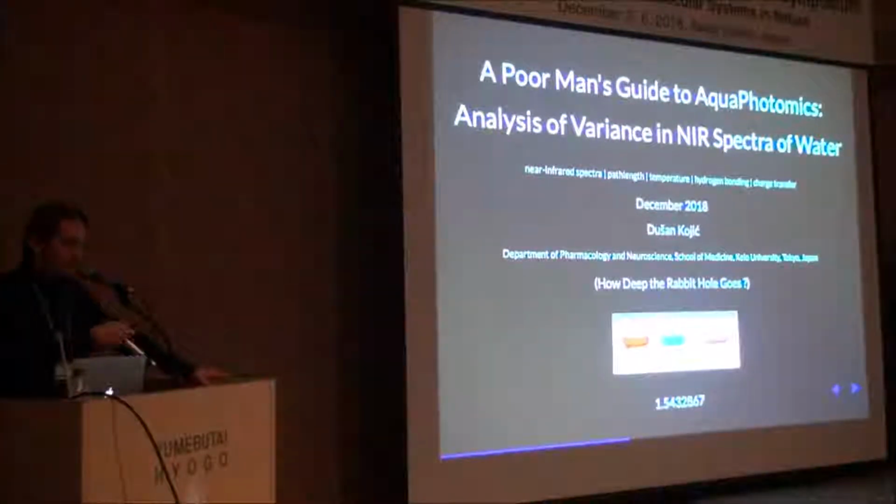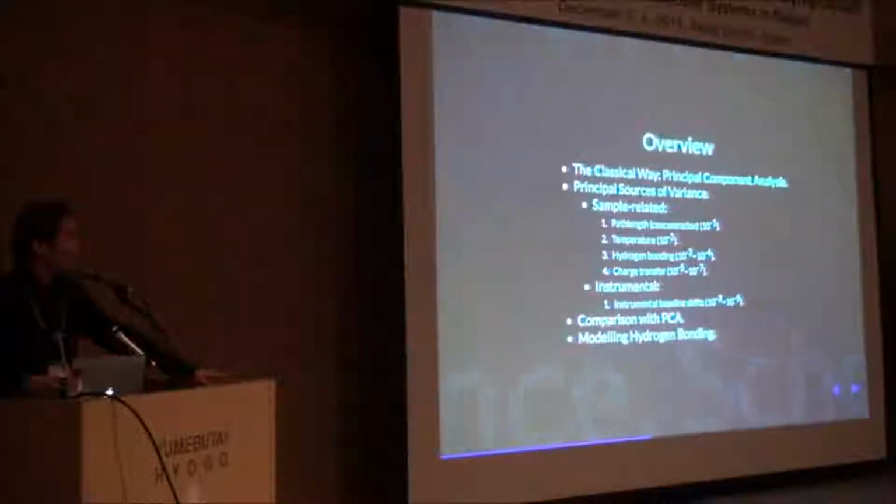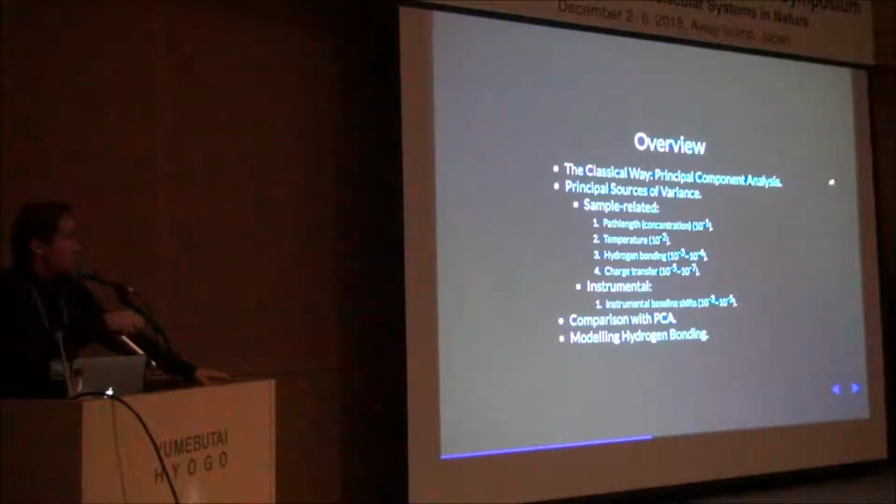So that's what I'm presenting to you, and I have put here 7 decimals, and the purpose of my talk is to talk about each one of these. The way I want to do that is to briefly talk about the classical way that we do analysis, and then get away from it. I want to present the principal sources of variance. Some of them we already mentioned.